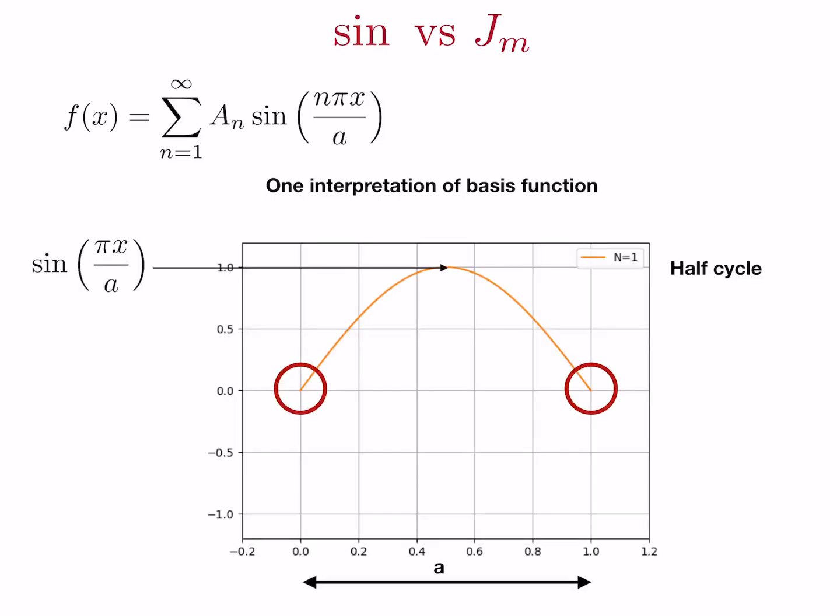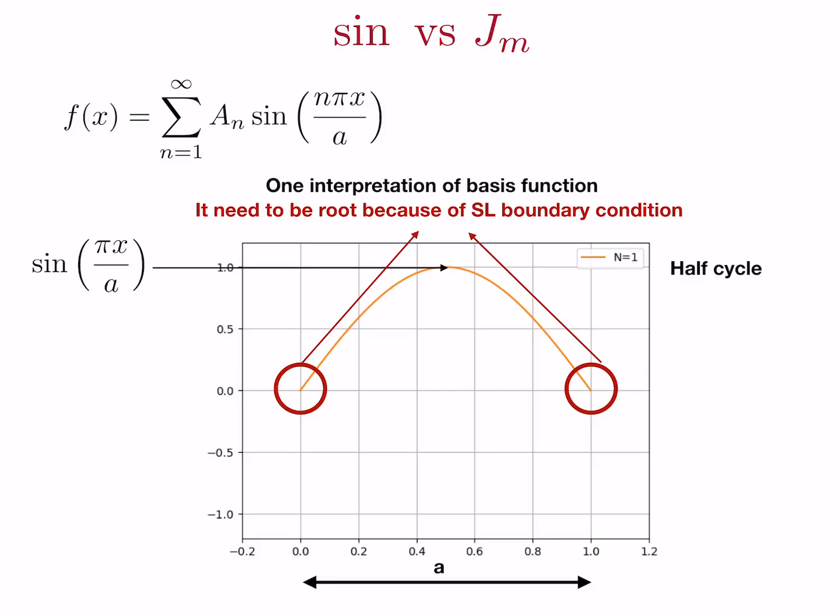Let's go through one of the interpretations of this basis function. When n is equal to 1, we have a function sine pi x by a, where a is the length of the system which we are using, and often we need the roots at either x is equal to 0 or x is equal to a. This is essentially a Sturm-Liouville boundary condition. When we have a first eigenfunction, that is sine pi x by a, we have one half cycle of the function.